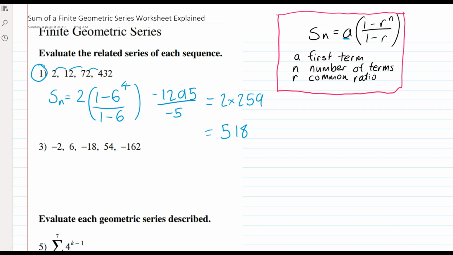What I'd like you to do now is have a go at question 3, and then I'll go through the answer myself. If you want to pause the video and do it, then you can check your answer against mine. And if you've made a mistake, go through and work out where that error occurred.